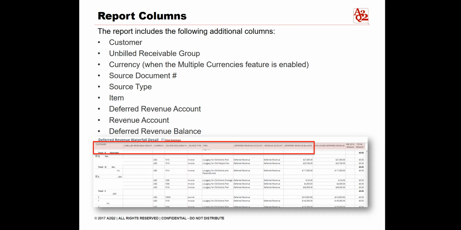The report includes the following additional columns: customer, unbilled receivable group, currency, when the multiple currencies feature is enabled, source document number, source type, item, deferred revenue account, and deferred revenue balance. You can click the values in the customer and transaction number columns to open the associated records.